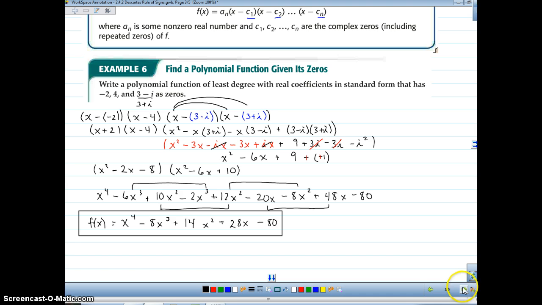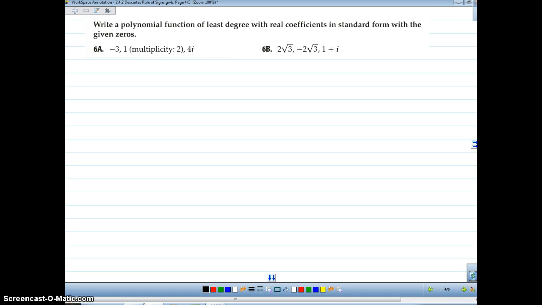Okay, let me give you one to try on your own. There's 6a and 6b. It's pretty much the same thing we did before. One thing to note is that we have a multiplicity here. So if they tell you that there's a 0 with multiplicity, how many times should you make it a factor? Well, the exact number of times the multiplicity is.